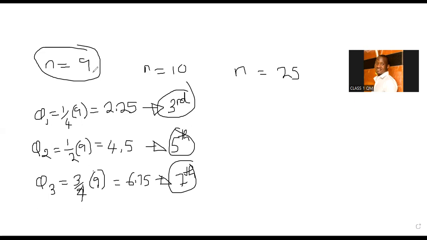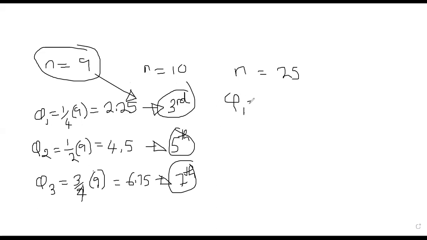This is based on the sample size of what? Of 9. But if we're basing it on a sample size of 12, just for argument's sake, the first quarter, we're going to get what? The third position. So what does this mean? You're picking the third number and the fourth number. You divide by what? By 2.